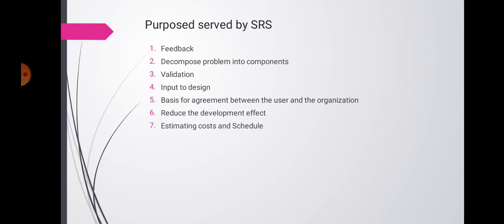Then sixth is reduce the development effort. It enables developers to consider user requirements before the design of the system commences. As a result, rework and inconsistency in the later stages can be reduced. Here rework can be reduced. Then last is estimating cost and schedule. It determines the requirements of the system and thus enables the developers to have a rough estimation of the total cost and schedule of the project. This is estimating cost and schedule. These are the 7 purposes served by the SRS, that means software requirement specification.